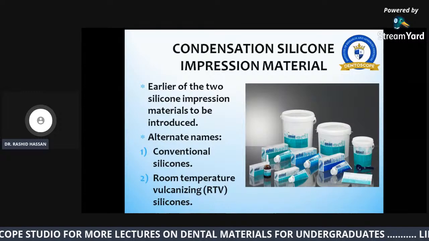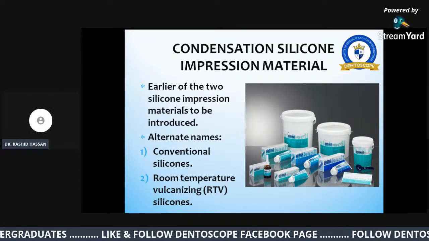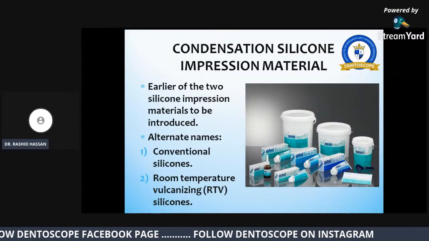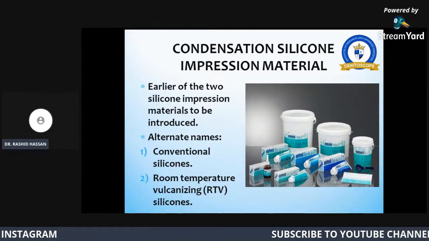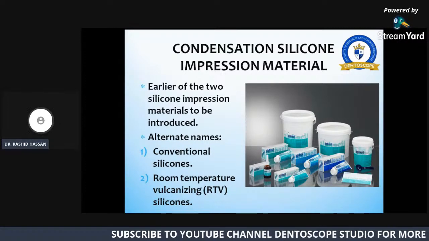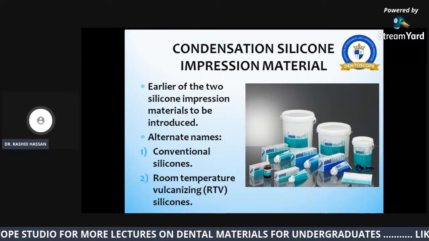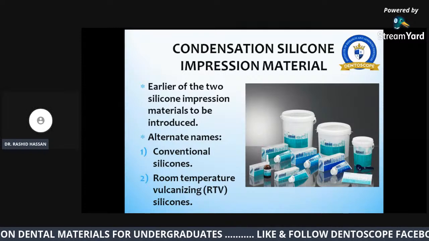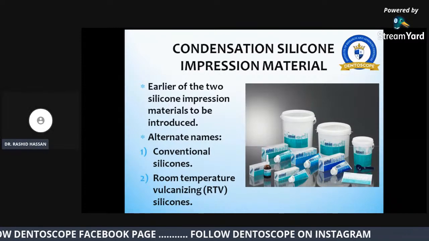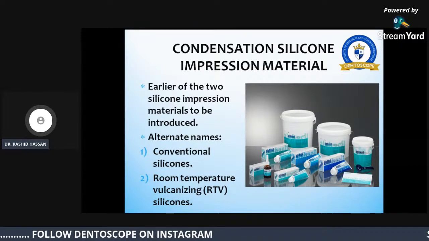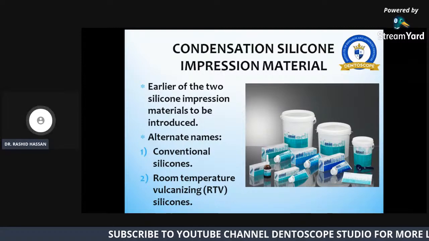As for the alternate names, I have mentioned them because I collected this lecture from three different books: Phillips, Craig, and McCabe. I have given all the valuable information here in one lecture, so you don't have to search through two or three books. If a question in the exam is asked using any of these names, you should have an idea which material they are talking about. Since they were the first among the silicons to be manufactured, they were named the conventional silicons.